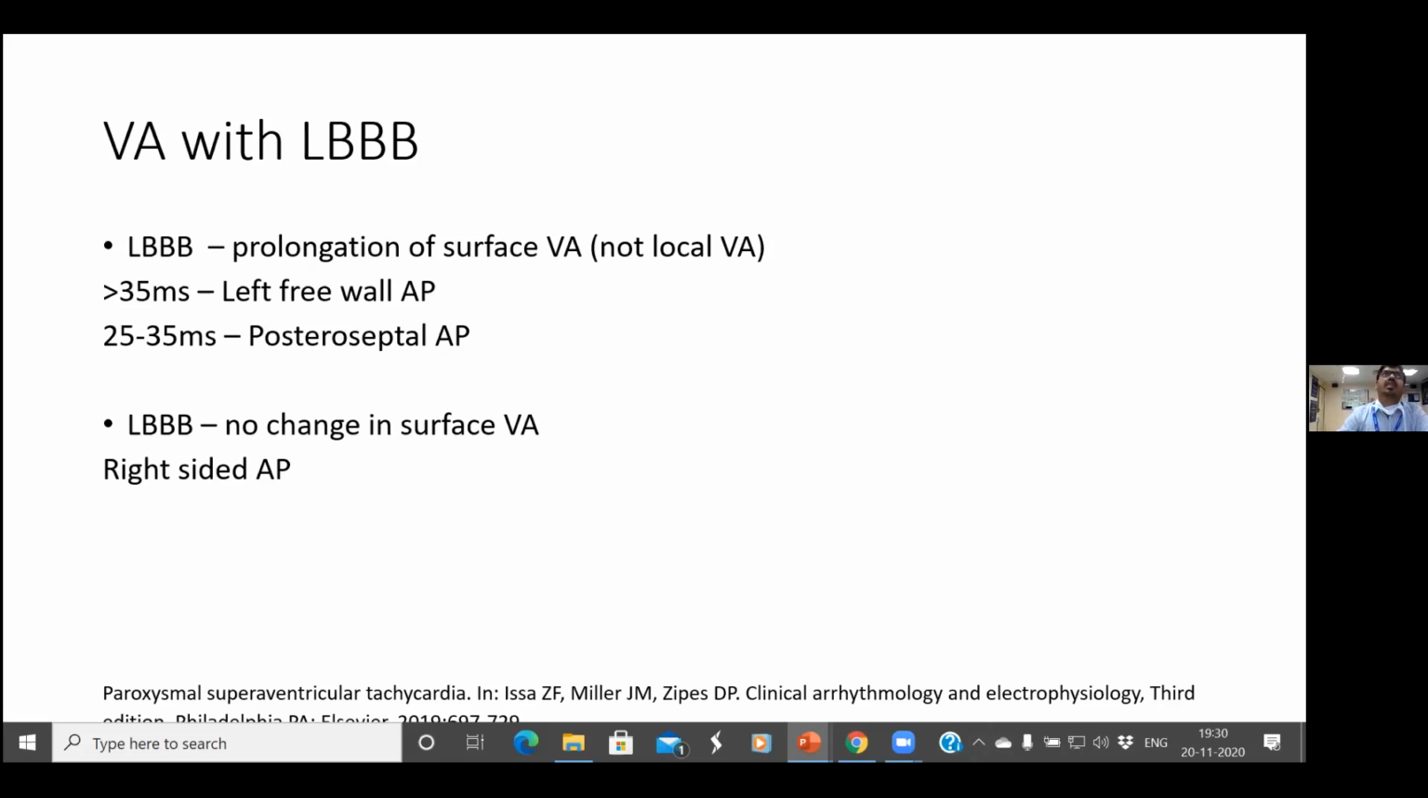So whenever there is a significant prolongation, which is more than 35 milliseconds, it usually suggests a free wall accessory pathway. While if the prolongation is only 25 to 35, like in our case, it usually suggests a postseptal accessory pathway. But if there is no prolongation, it suggests a pathway on the opposite side, like in the case of LBBB, a right-sided pathway.